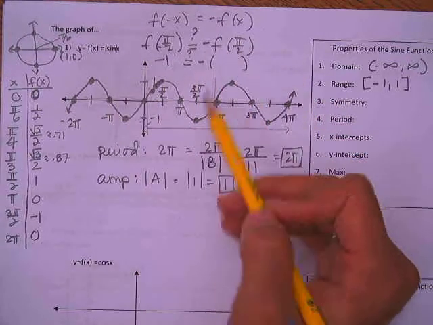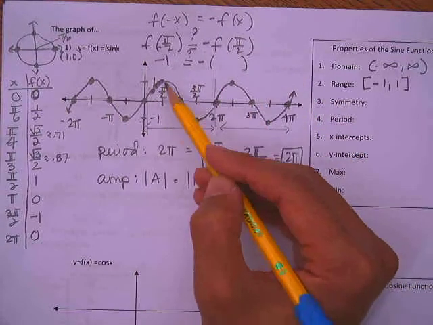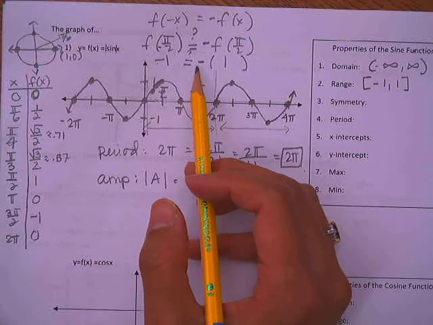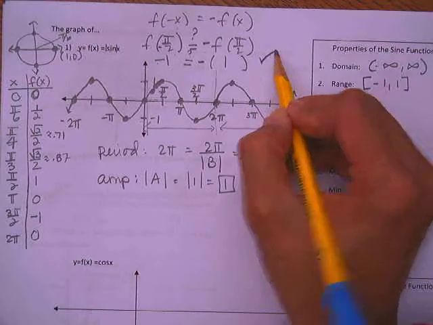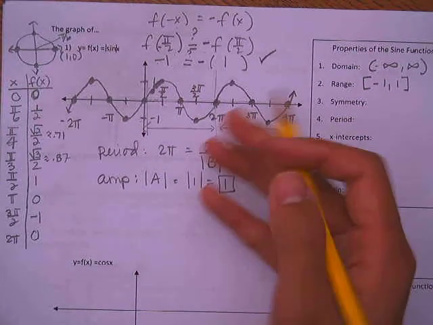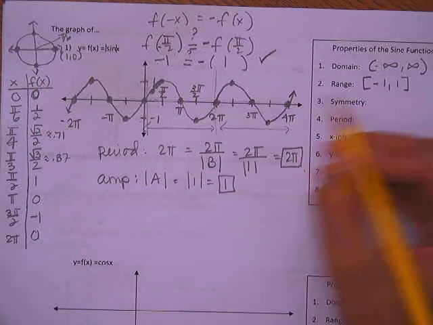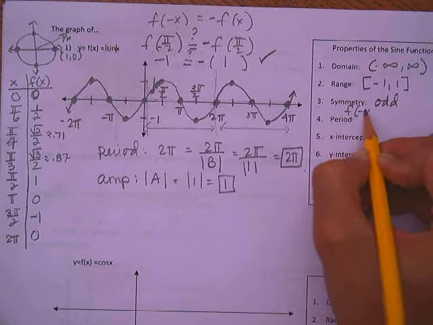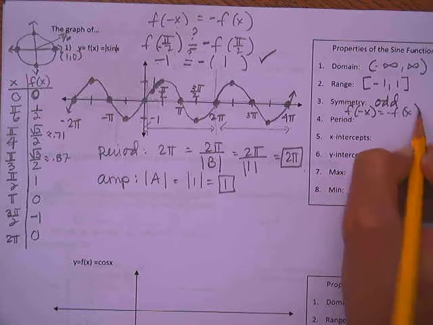Well, sine of pi over 2. Here's pi over 2. From my graph, it looks like I have 1. So is negative 1 equal to negative 1? And the answer is yes. So I can check some more points, but we can see that this is an odd function, which is f of negative x equals negative f of x.